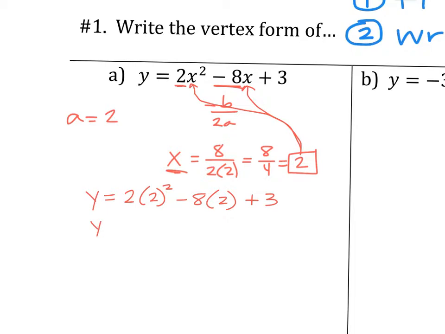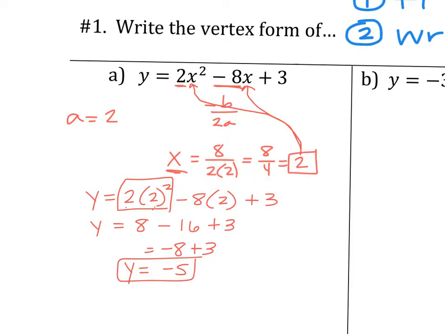Okay, simplify that. Y equals, what does this become? Okay, 16 or 8? Because half of you are going to say 1 and half of you are going to say the other. You need to do PEMDAS, which means you square first. 2 squared is 4. 4 times 2 is 8. Minus 8 times 2, which is 16, plus 3. 8 minus 16 is a negative 8 plus 3. What's negative 8 plus 3? Negative 5, okay? So step 1, find the vertex. What is your vertex? 2, negative 5. Okay, so we found our vertex.